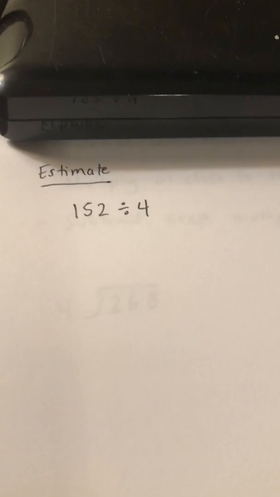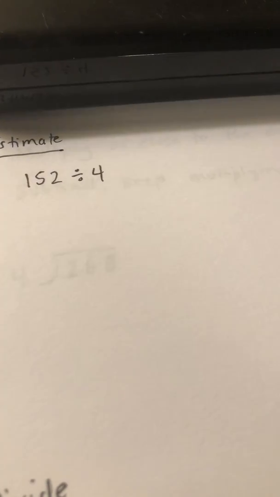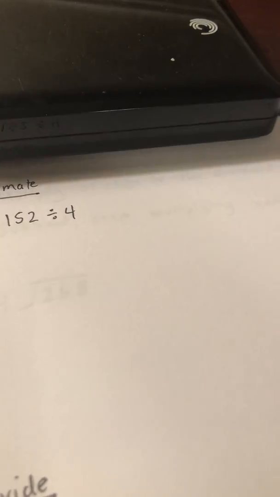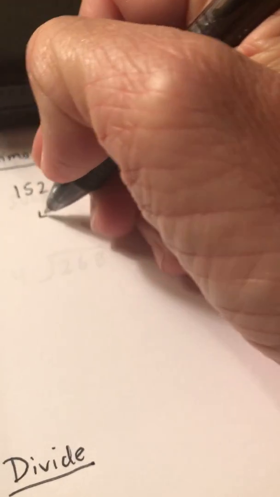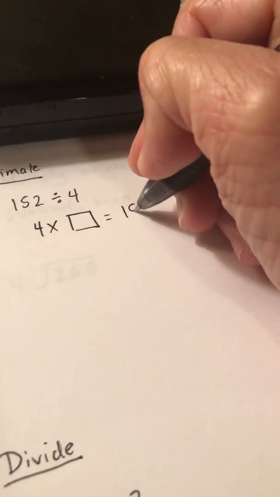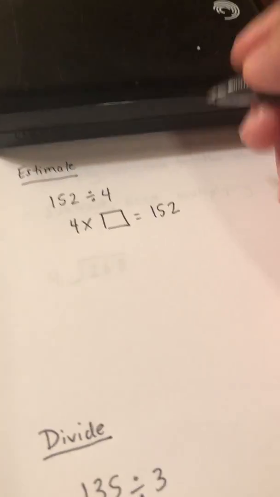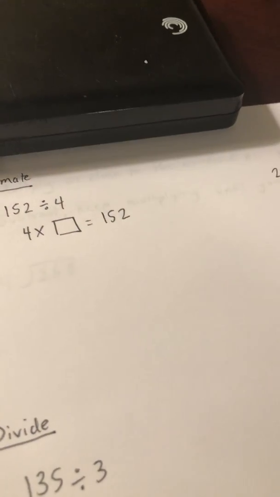All right, we're going to start off first with using an estimate. An estimate is going to help us with our mental math and help us develop our number sense a little bit with what it means to really divide. We're going to turn every division problem in this entire unit into a multiplication question. So when I'm doing 152 divided by 4, my question really becomes 4 times some number equals 152.